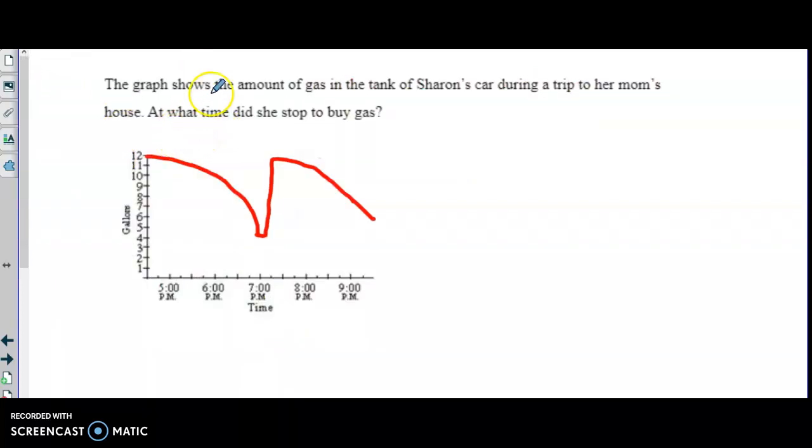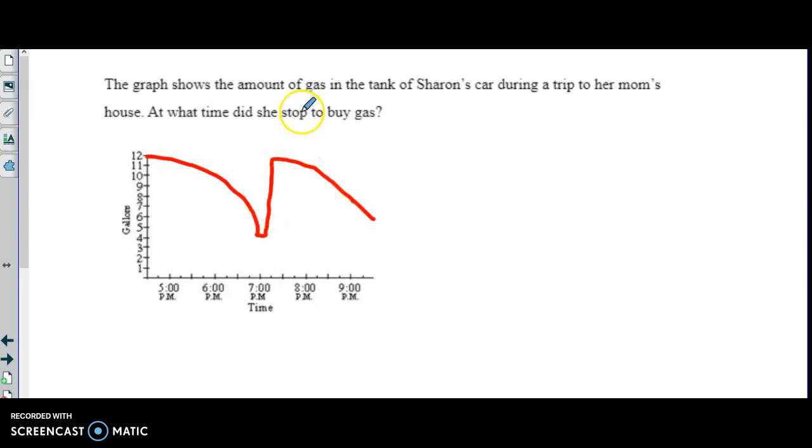The graph shows the amount of gas in the tank of Sharon's car during a trip to her mom's house. At what time did she stop to buy gas? So she starts off with 12 gallons. As she drives, her gallons get lower and lower. She gets down to 4 gallons and she's like, man, I should probably go ahead and fill up. So then she stops right here and she fills her tank all the way back up to 12 gallons. And then she drives some more and so on.